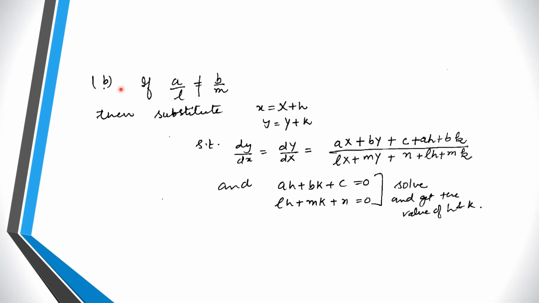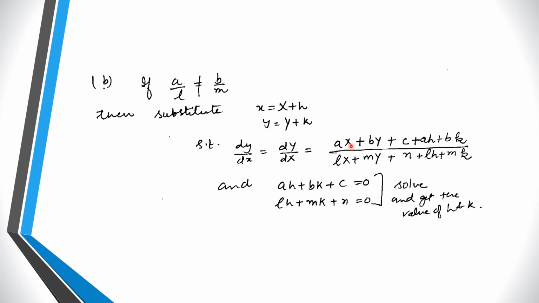Now the next case is when a by l is not equal to b by m. In this case we substitute small x to be capital X plus h, and small y to be capital Y plus k. Now just see, dy by dx is the same as d capital Y by d capital X, because when you take the derivative, dx is equal to d capital X and dy is equal to d capital Y. The derivative of h is 0, and of k is 0. So these two are the same.